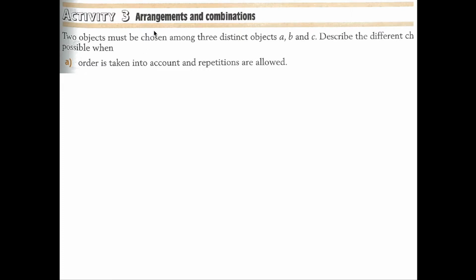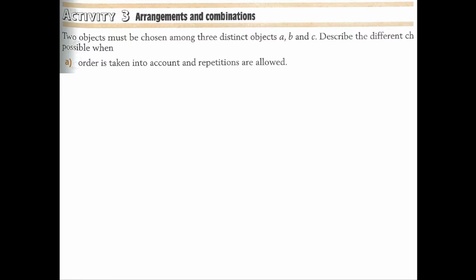Activity number 3, arrangements and combinations, permutations and combinations, really. Two objects must be chosen among three distinct objects, A, B, and C. Describe the different choices possible when order is taken into account. In this case, order is important. We're talking about permutations. Permutation where repetitions are allowed.